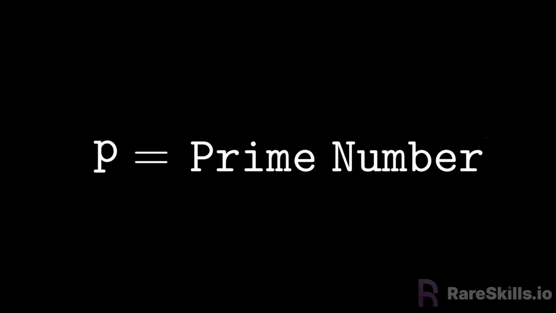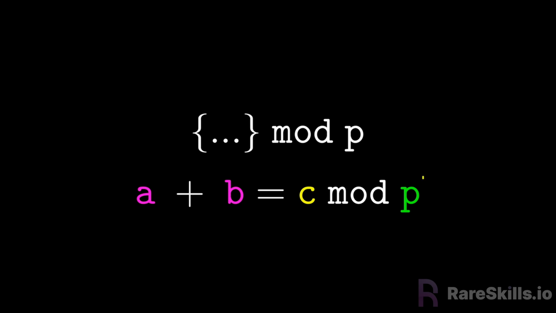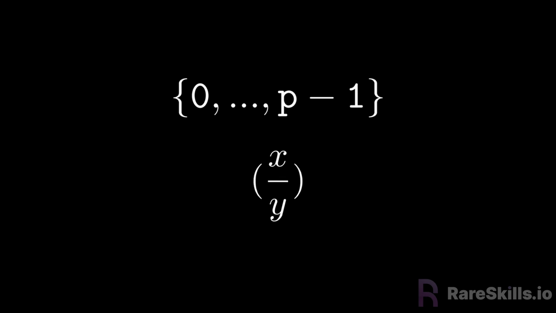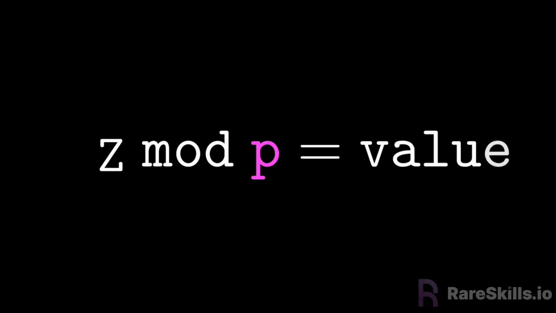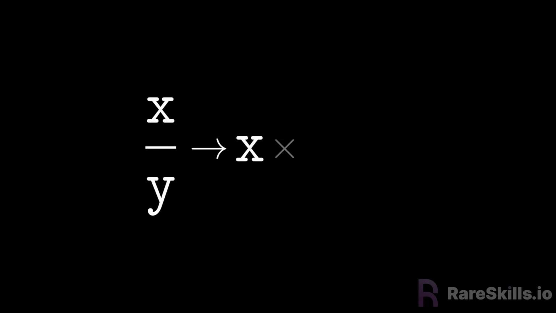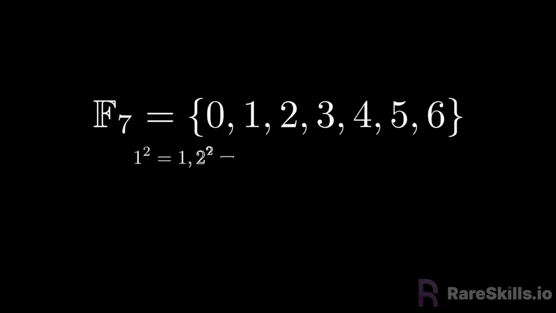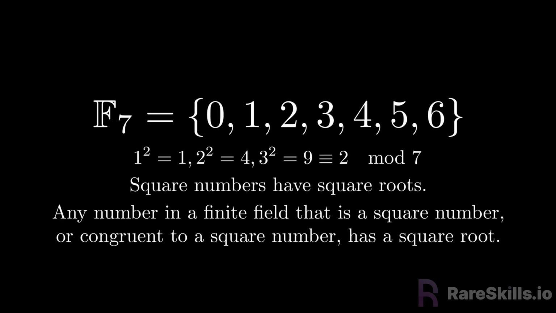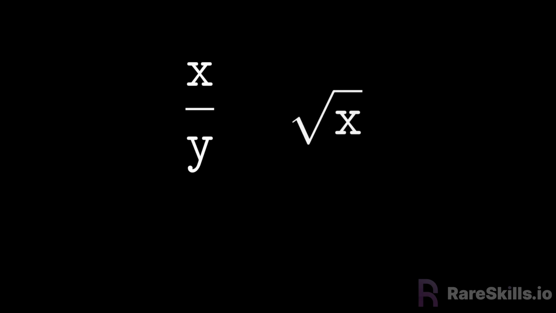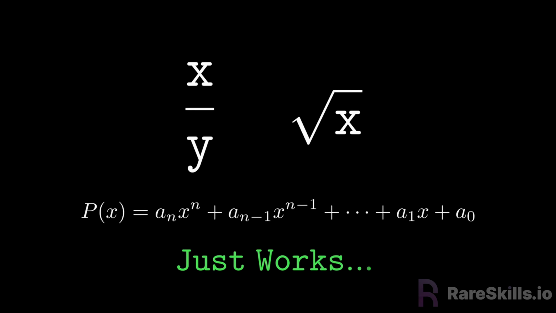So to wrap everything up, if we pick a finite field with a particular prime number, we can convert any arithmetic to the congruent equivalent in the finite field and carry out the same computation with no precision loss. Whenever we add, subtract, or multiply numbers, we return the modulo of the result. Division is simply multiplying the numerator by the multiplicative inverse of the denominator. Any number in a finite field that is a square number or congruent to a square number has a square root. Basically, any math you do with fractions, square roots, or polynomials just works in a finite field.